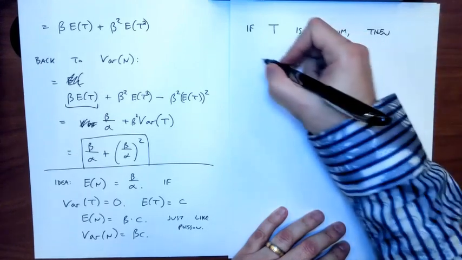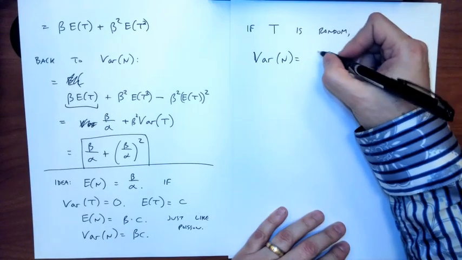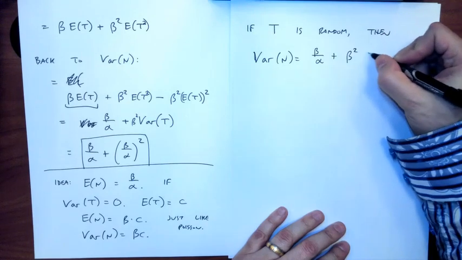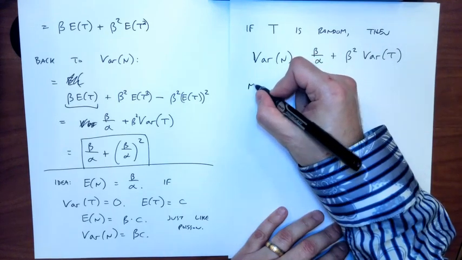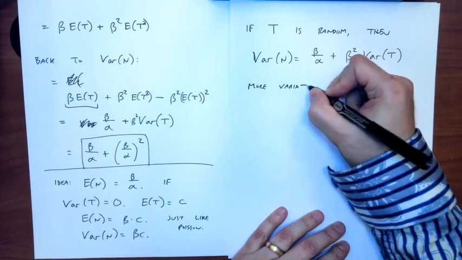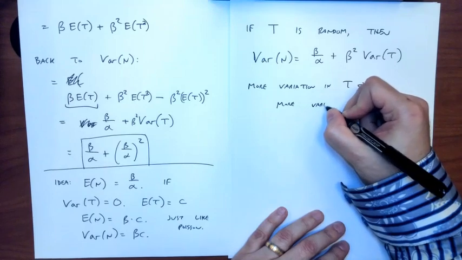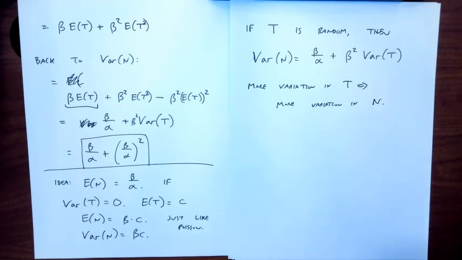then what we find is that the variance of n is equal to some base value plus something times the variance of T, right? So the more variation in T, the more variation in n. That kind of makes sense, because variability in how long it takes me to get served can only make the variability in the number of people coming during my session go up, right? I can only be less certain about that value.